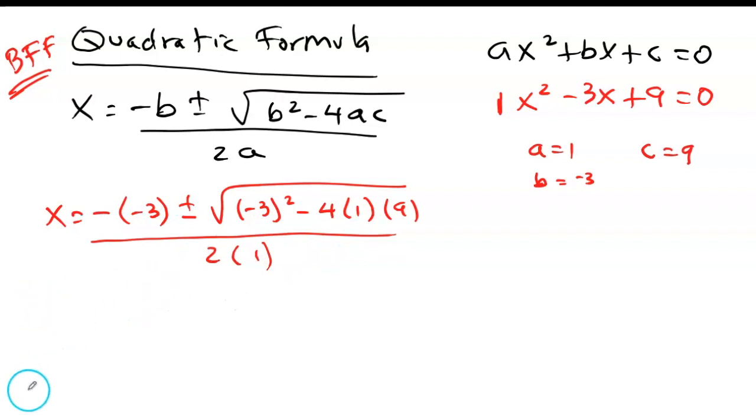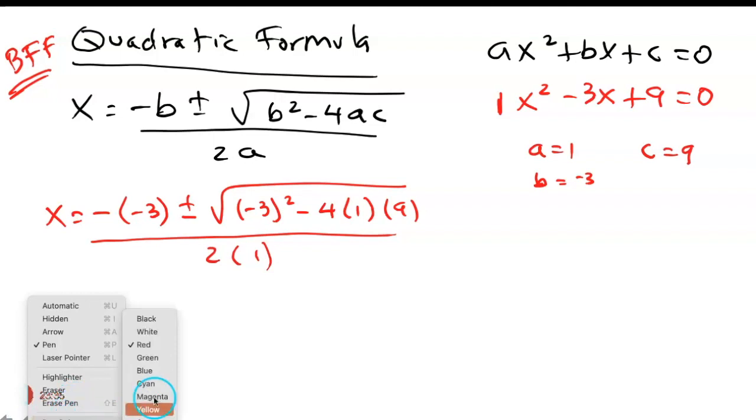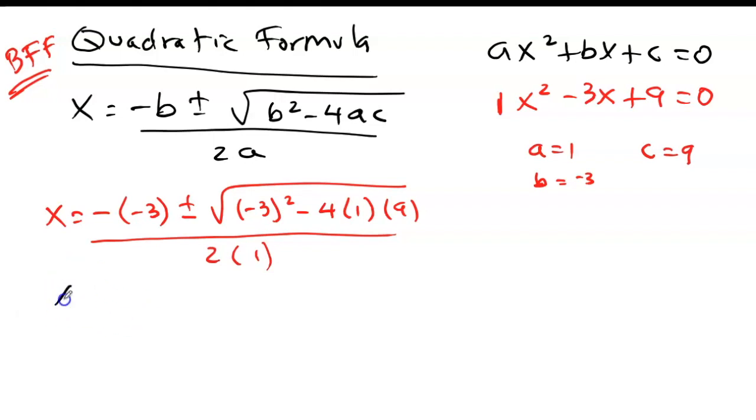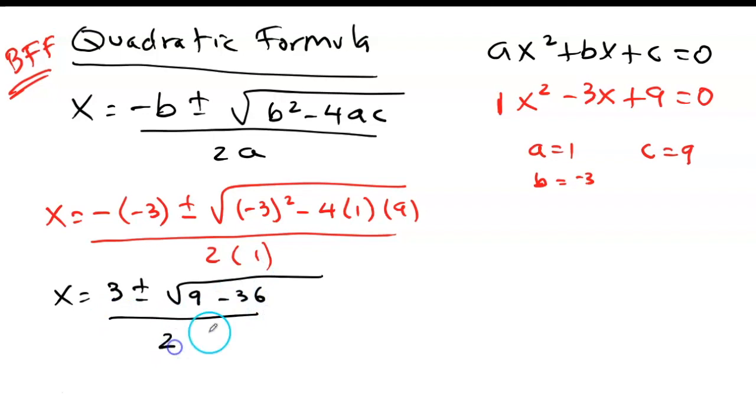Right? So let me go quickly through this. So this is the quadratic formula. It's very important, very useful. Negative negative is going to be positive, and on the inside I'm going to have negative 3 squared, which is going to give me 9. Negative 4 times 9 is negative 36, and the bottom is going to give me 2. Right? So let's keep going.